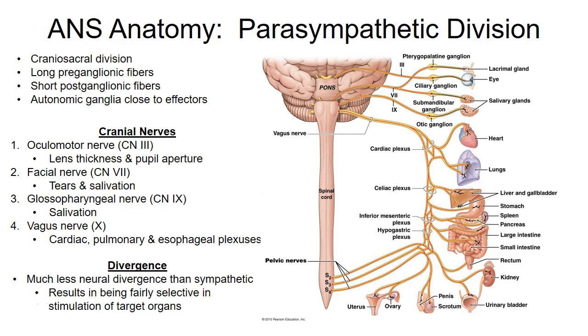So some of the cranial nerves that are involved, all right: oculomotor, which is involved with eye muscles, and we'll talk more about these when we get to special senses. The facial nerve is involved with tears and salivation, right? Glossopharyngeal is also involved with salivation, and the vagus nerve is a big one. If there's any one you should definitely know for parasympathetic coming out of the cranial region, it's the vagus nerve.